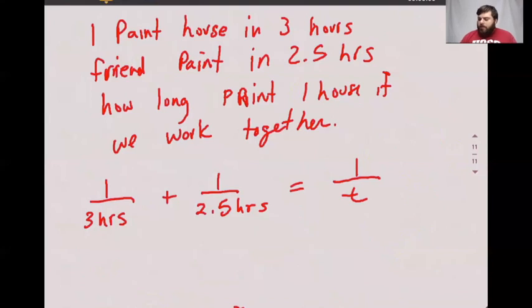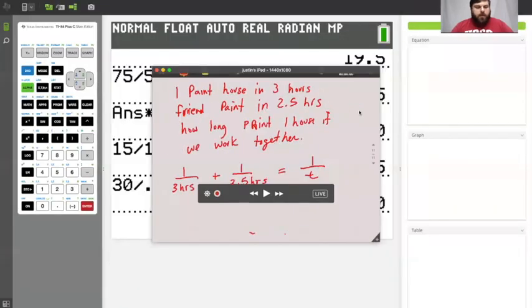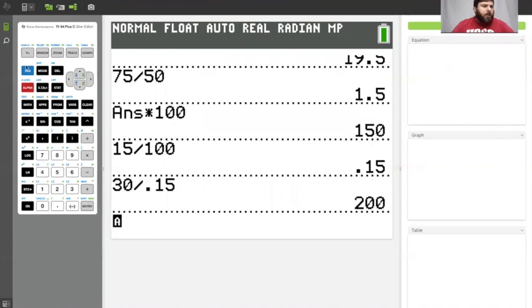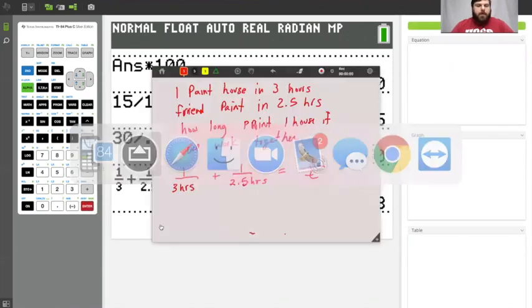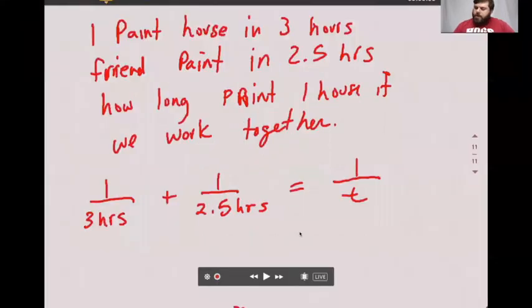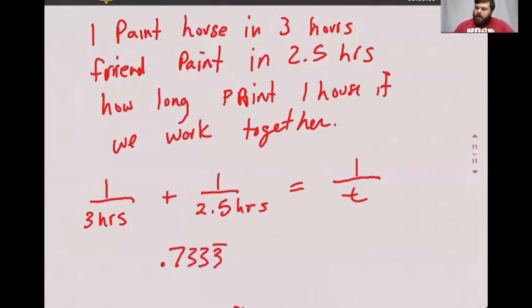Okay, this is a great time for my calculator. 1/3 plus 1/2.5. I want to add those two numbers together. Okay, so remember alpha y equals allows me to write a fraction just like I see it. So 1/3 plus 1/2.5. That gives me 0.73 repeating. Okay, so I get 0.73 repeating is equal to 1 over the time it takes.